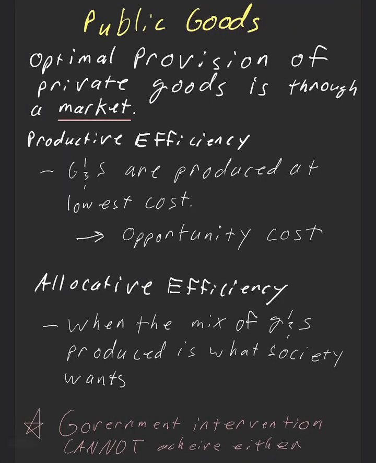What's the optimal provision of private goods? Private goods, of course, should happen through a market. The reason is efficiency. There's two types of efficiency: productive efficiency and allocative efficiency. For the reasons that we talked about before, we already know that goods and services are produced at the lowest cost through a market because of productive efficiency.